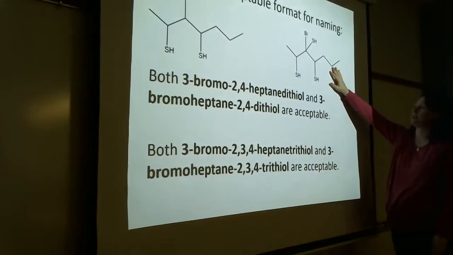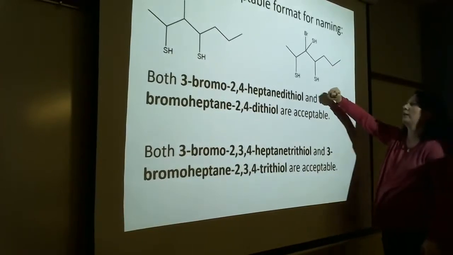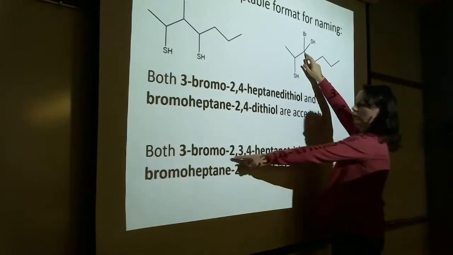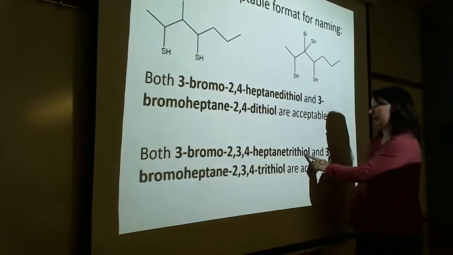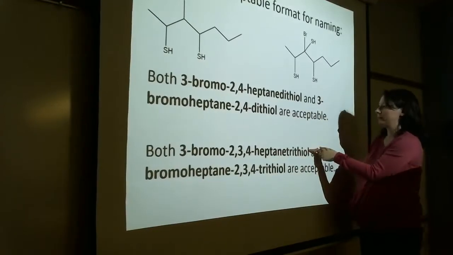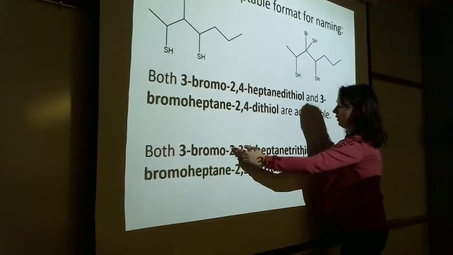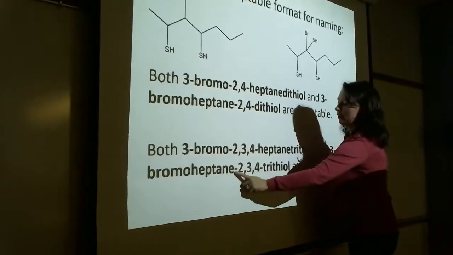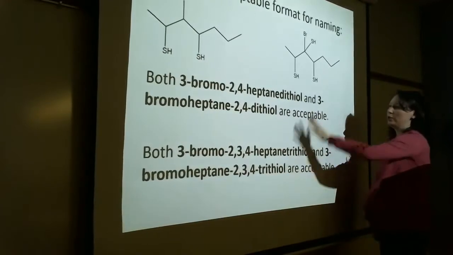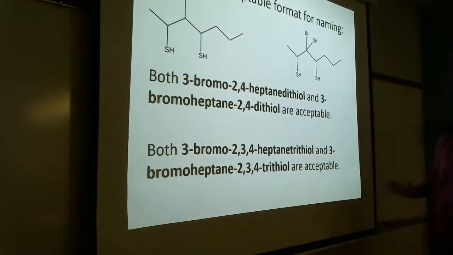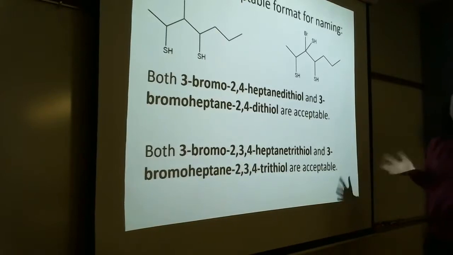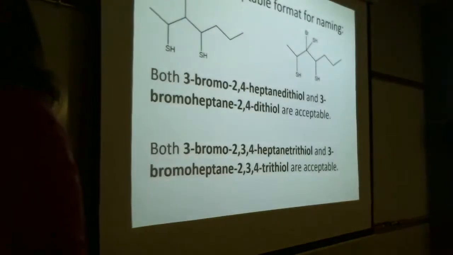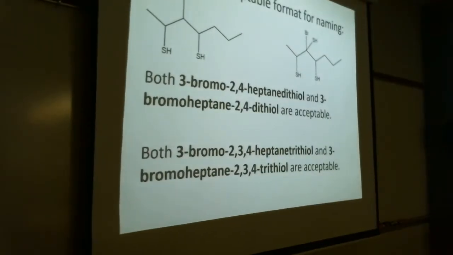And then with this one, this is a trithiol, right? We're numbering 1, 2, 3, 4. So we could have 3-bromo-2,3,4-heptane trithiol, right? That's how our book would name it. But you could take that 2, 3, 4 and smash it right here in the middle: 3-bromoheptane-2,3,4-trithiol. Okay, so I will accept either version on the test. Like I said, homework should accept either version as well. Okay, questions on this? I'm looking at it both ways.